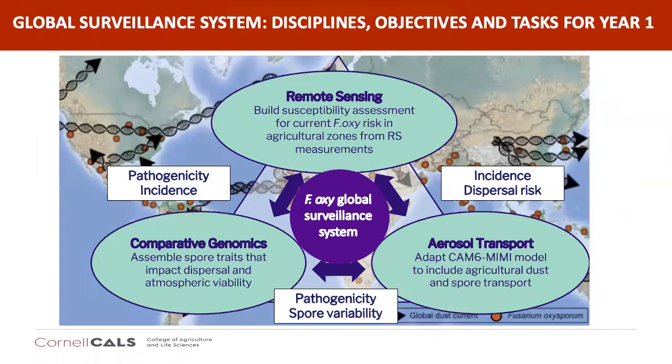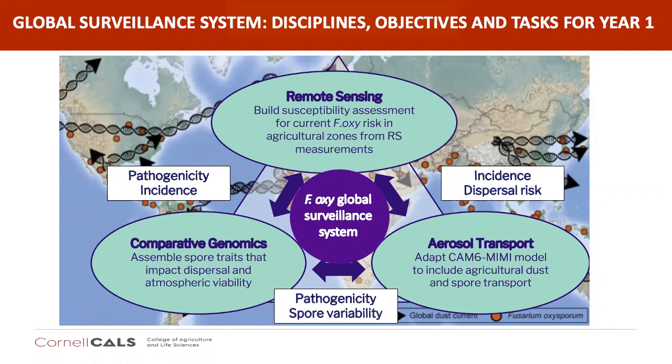We wanted to combine these 3 separate disciplines into building a global system for surveillance and monitoring of Fusarium oxysporum by determining how remote sensing measurements and Earth system models used to track atmospheric aerosols can be informed by comparative genomics to improve food security. Remote sensing could map disease distribution, informing where the incidence is. Aerosol transport modeling could map dispersal, informing where the dispersal risk is.